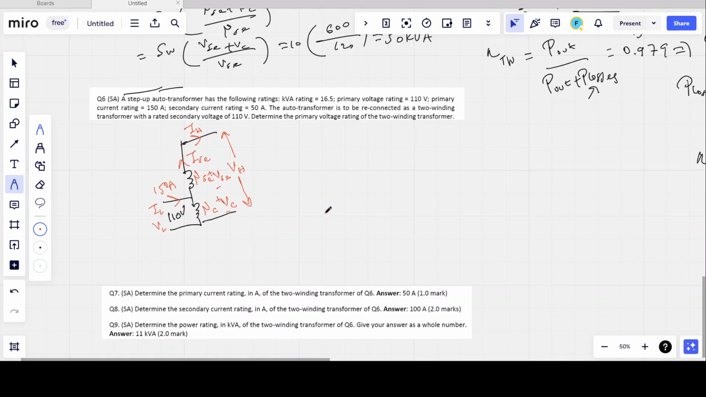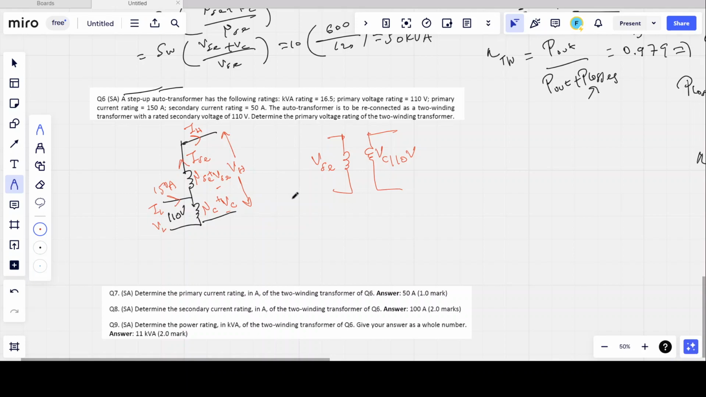Okay, so now they want us to find the primary voltage rating of the two windings. So let's see what this looks like as a two winding. So we have the primary side and we have the secondary side. And here they have told us that the secondary side of the two winding transformer is 110. So that means that this VC is actually 110. So this is my VC. So VSE is now what we are looking for. So how do we find VSE?